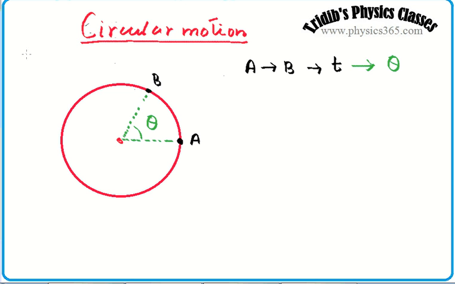In linear motion, in a particular time t, you will travel a distance s. So if you divide s by t, then you will have velocity. Exactly similar to this, here also you will have a velocity which is almost similar to your linear velocity, but here it will be known as angular velocity. It will be represented by omega.